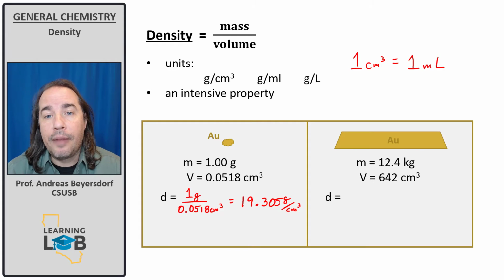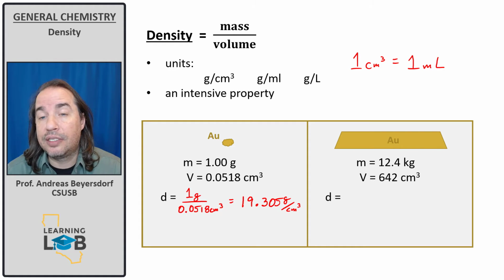Now, my mass has 3 sig figs. My volume has 3 significant figures. So that means my final answer should be 3 significant figures. So 19.305 ends up being 19.3 grams per centimeter cubed.